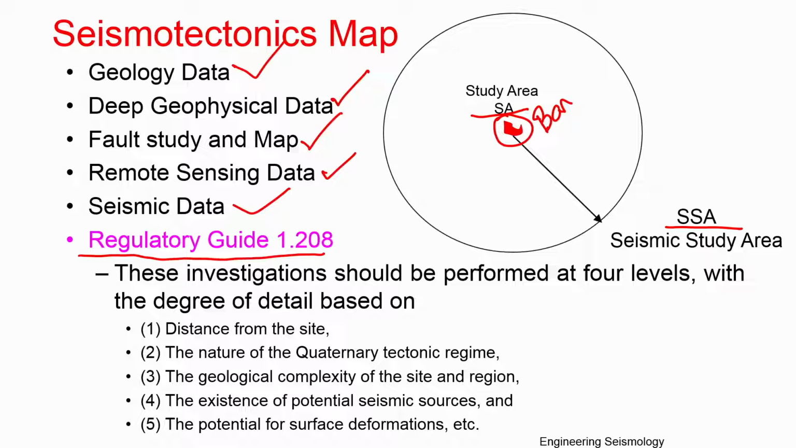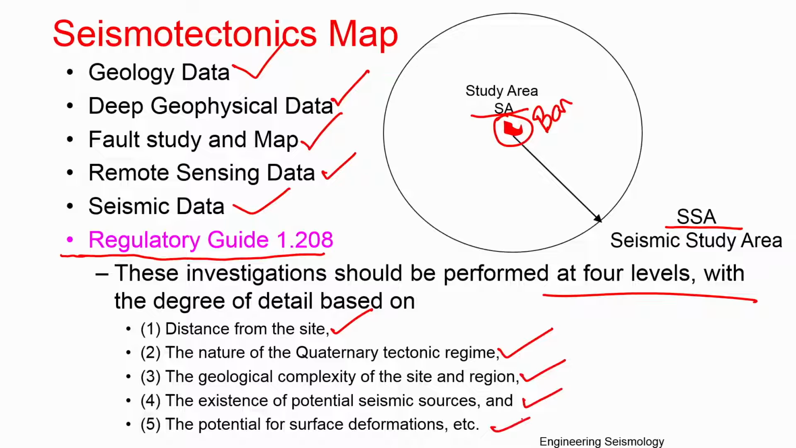What is this regulatory guide? This is a regulatory guide released by the US nuclear agencies. For doing any seismic hazard studies, one has to consider it as per the regulatory guide. It says that the investigation should be performed at four levels, with the degree of detail based on the distance from the site, the nature of the Quaternary tectonic regime, the geologic complexity of the site and region, the existence of potential seismic sources, and potential surface deformation. So the site geology and complexity also need to be accounted for.